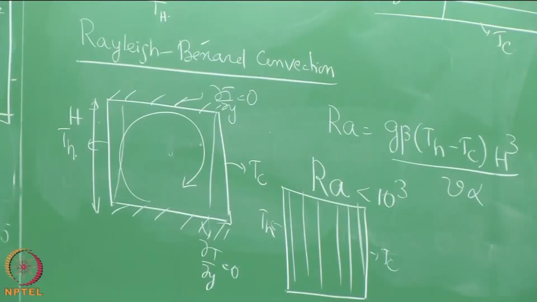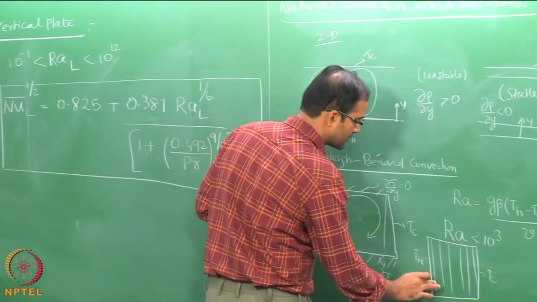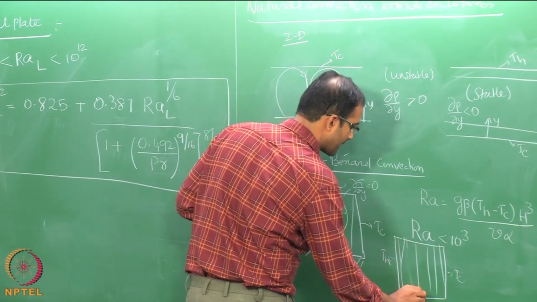So, once you increase the Rayleigh number above 10 power 3, that is when you find the non-linearities in the isotherms. So, the isotherms will now start deviating like this.